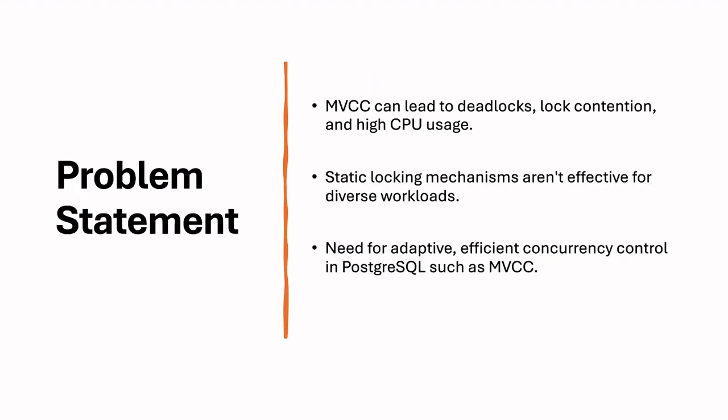The problem statement. To kick things off, let's look at the core problem. Postgres uses multi-version concurrency control, or MVCC, to manage concurrent access. While MVCC enables non-blocking transactions, it runs into issues at high concurrency, like deadlocks, high CPU usage, and rigid locking behavior. This becomes especially problematic in diverse workloads where a static strategy doesn't adapt well. That's why we set out to explore how Postgres could better manage high concurrency environments through a more dynamic and adaptive approach to concurrency control.